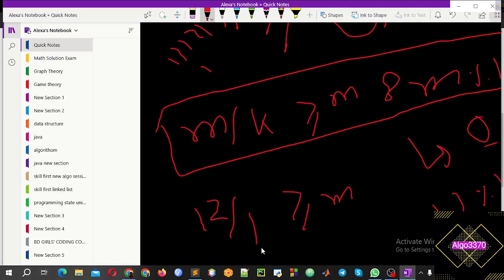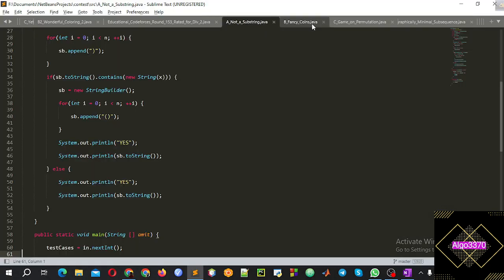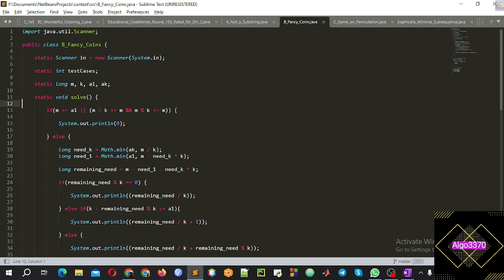So let's jump into the code. This is our solution of B. At first we will try to find the best cases where we can fulfill our total purchase amount m with our stored regular coins. Then pick the total number of k we need and the total number of 1 we need to use, and the remaining value if we use all the stored regular coins.